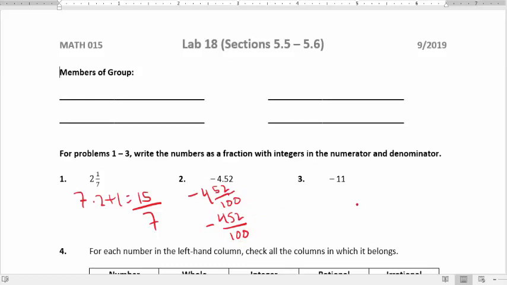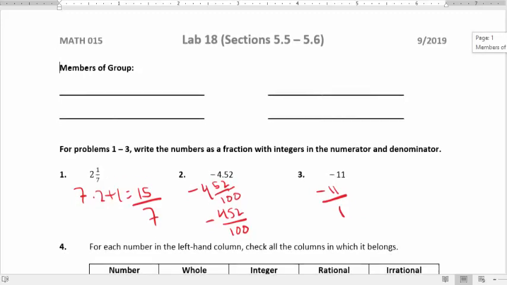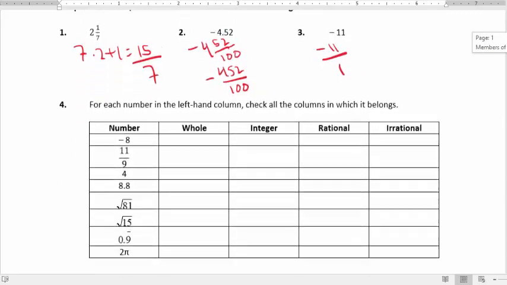And now that's done. All right, and then negative 11, you should remember that any integer you can always just write as that integer over 1. Because you're thinking of this as negative 11 firsts, basically. Each whole is just one piece, and you have 11 of them. Well, technically it's negative 11, but that's the idea. So any integer, you just write over 1, and then that's it.